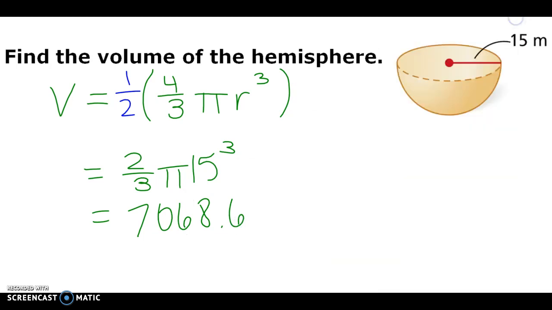And what's our units? Meters cubed, we're in volume. Some people say that as cubic meters, right? You guys understand that's the same thing? So sometimes, like, if it's typed out in a sentence, they might say cubic meters. That's the same thing as meters cubed.